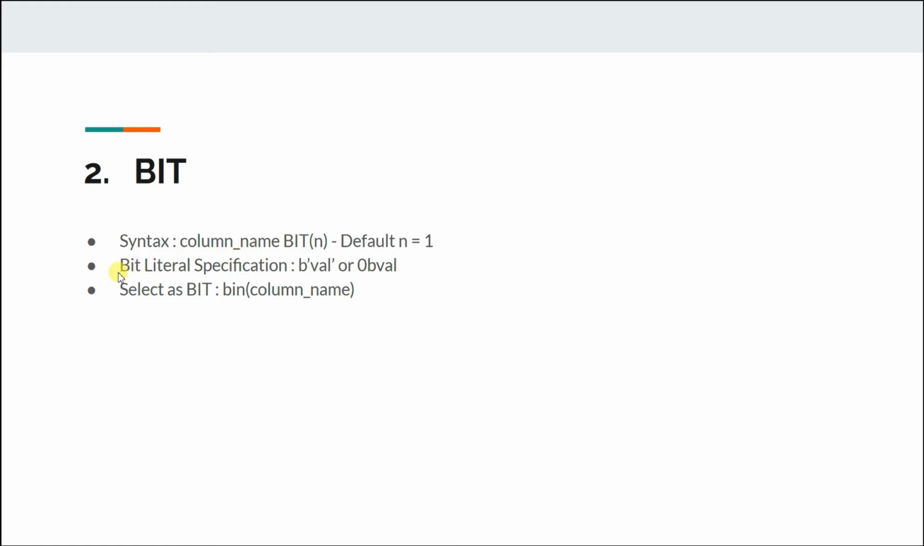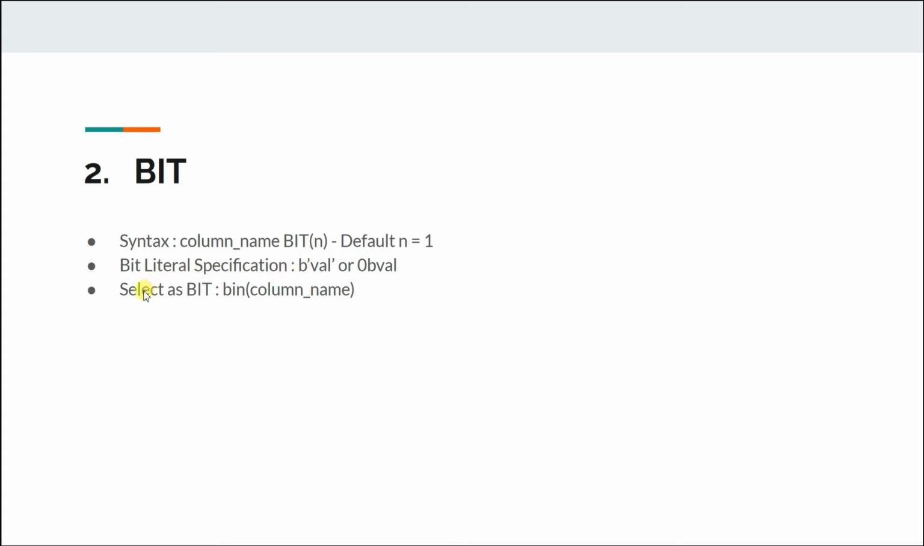Okay, and when you are inserting a bit value, you need to have a b in front of the value, like b or 0b, and then write the value. You write b and then enter single quotes and then write the value, or write 0b and then write the values after that. Okay, so then it will be saved as bits in your bit columns.